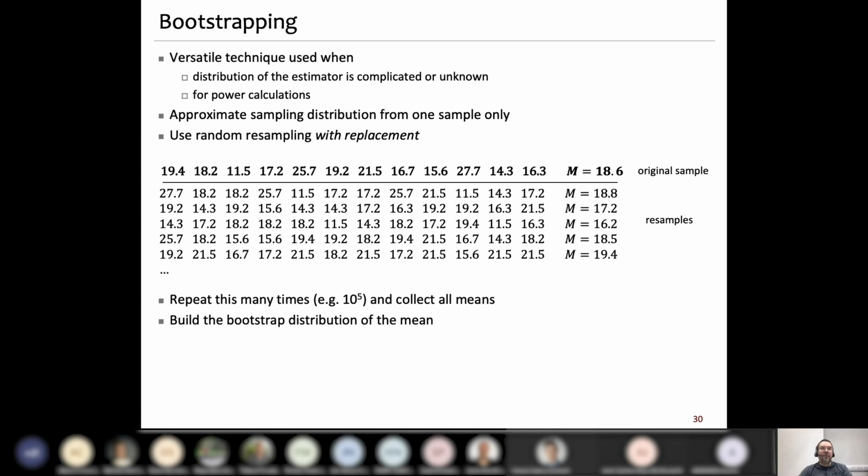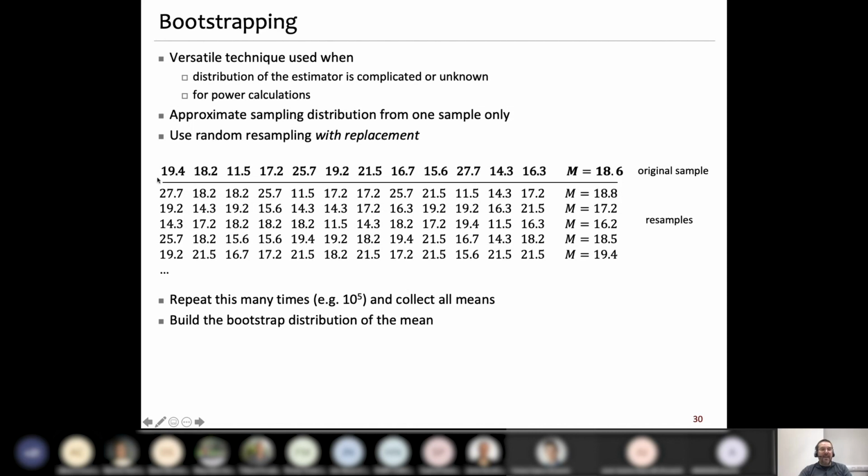So you want to find confidence intervals on something really weird. Bootstrapping is a really big topic. There are books written on this, but I'll show you one particular example, how to use bootstrapping to find the confidence interval of the mean. We are going to use random resampling with replacement.